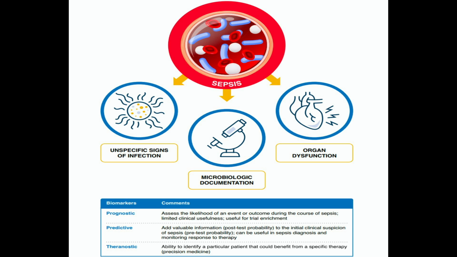Organ dysfunction. Sepsis can lead to dysfunction in various organs, such as the kidneys, liver, and lungs. This dysfunction can be assessed through specific clinical and laboratory findings. Microbiological documentation. This involves identifying the specific pathogens causing the infection, often through blood cultures or other laboratory tests.